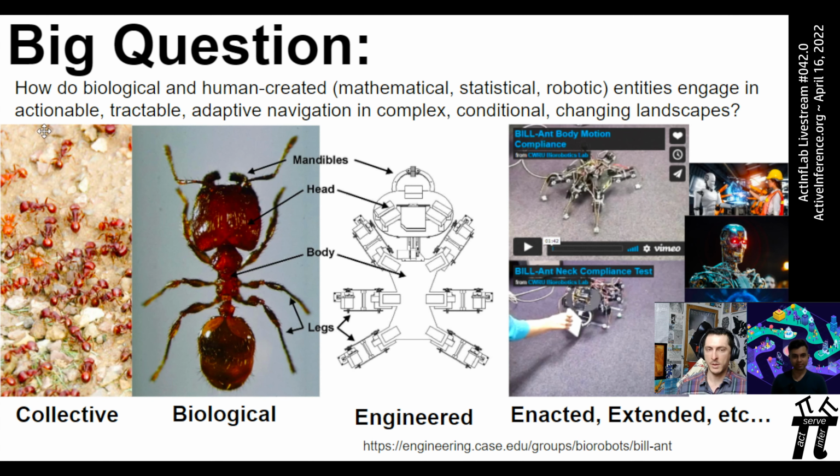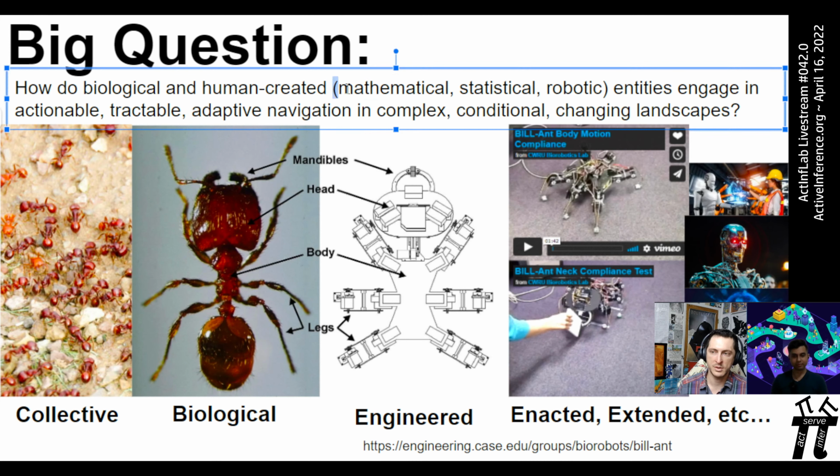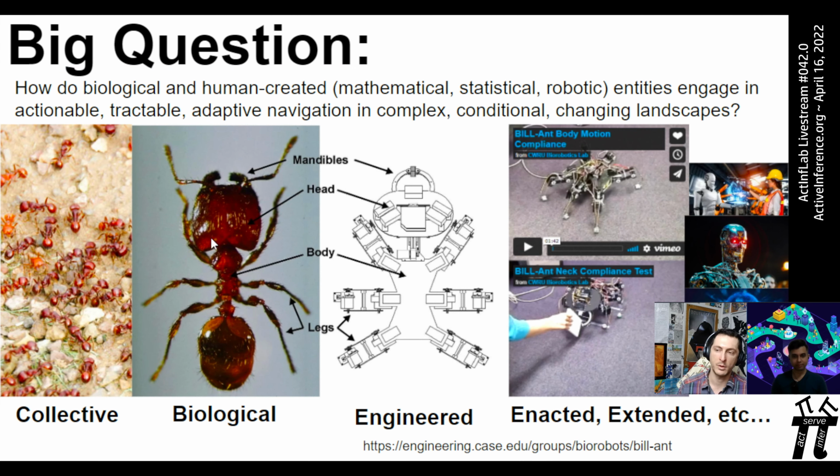So one big question, just the kind of thing that would bring somebody to want to even read this 2021 paper or future work, is how do biological, evolved, and human created, mathematical, statistical, and robotic, so several different kinds of human created entities, how do biological and human created entities engage in actionable, tractable, adaptive navigation in complex, conditional, and changing landscapes? And that's a question that one could ask about everything from the organismal level to the colony level, arguably also an organism, but in a little different way, and all manner of biological systems.